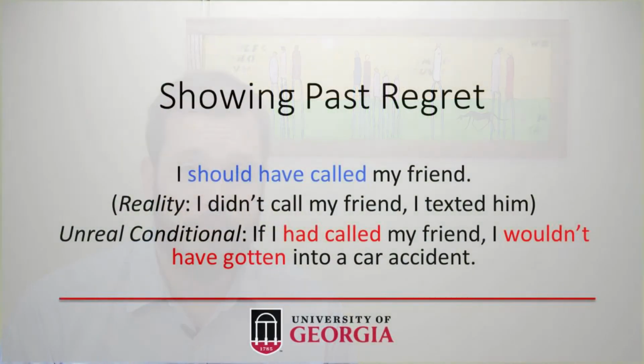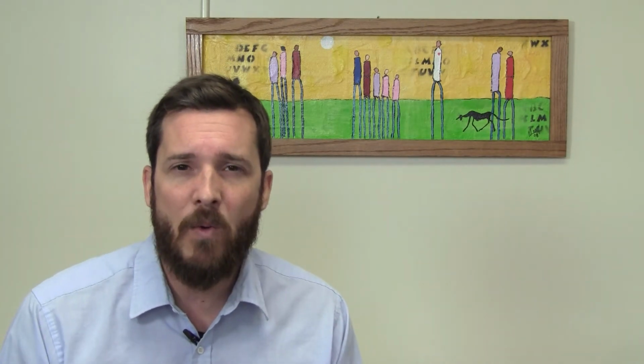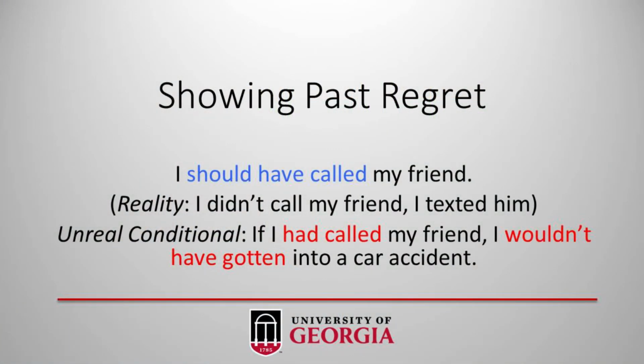So, let's take a look here at one of my example sentences and how I can relate this to the Unreal Conditional. In this example sentence, I should have called my friend. The reality is, of course we know, I didn't call my friend, I texted him, which caused me to get in a car accident. So now I want to give you a hypothetical statement or an unreal statement based on my regret. Here, the unreal statement is, if I had called my friend, I wouldn't have gotten into a car accident. This is an unreal statement, a hypothetical statement.